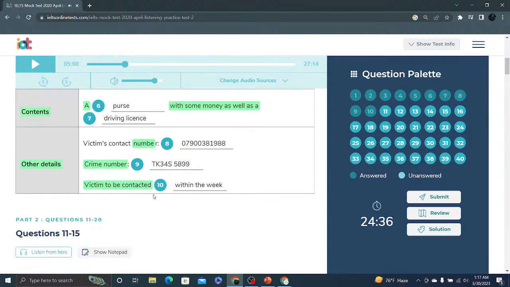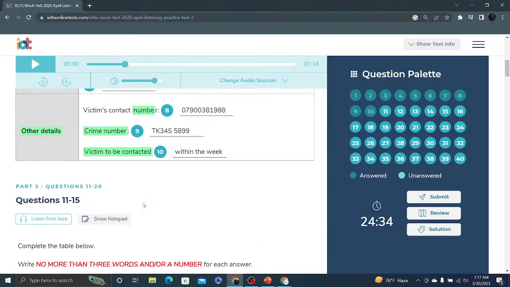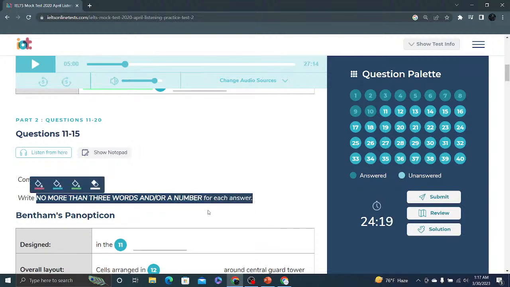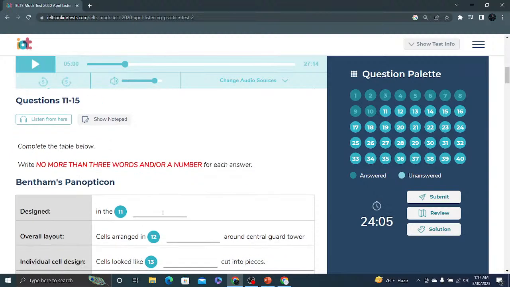Okay, I hope you got it. That's all about part 1. Let's move on to part 2, and we can see here is another instruction for us to read. No more than 3 words and a number for each answer. Just keep it in your mind. So we are allowed to write 3 words, and if we need, we can use another number. Now let's listen for question number 11.